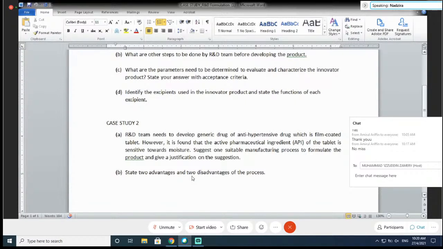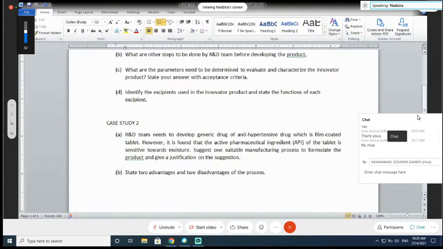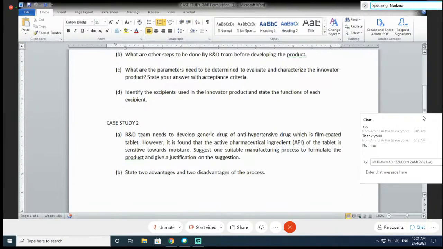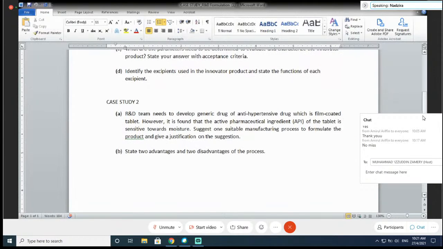For case 2, the R&D team needs to develop a generic antihypertensive drug, which is a film-coated tablet. However, it is found that the active pharmaceutical ingredient of the tablet is sensitive towards moisture. So suggest one suitable manufacturing process, and also give the justification for the suggestion. I need the processes involved during the manufacturing process, and then you state the advantages and disadvantages of the process that you suggest.